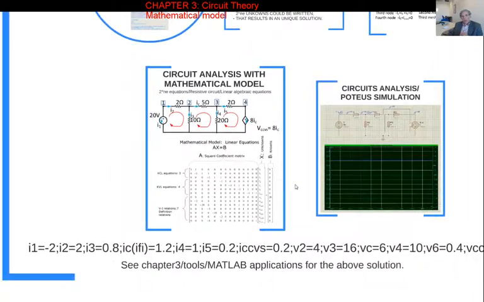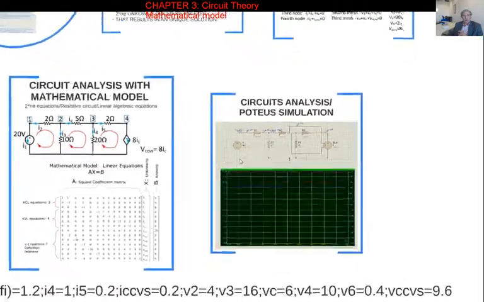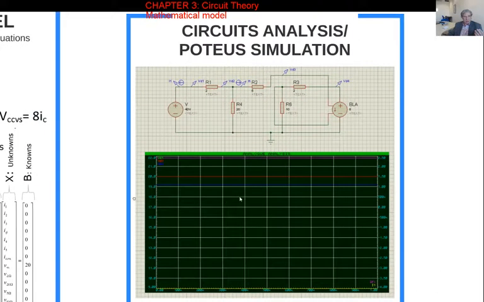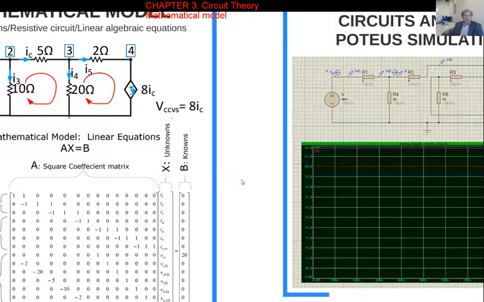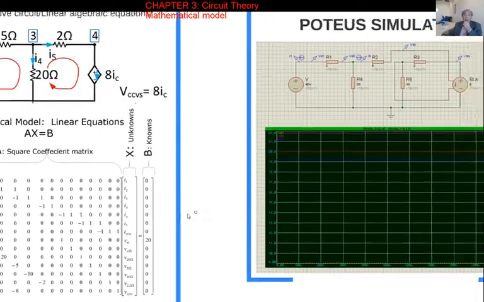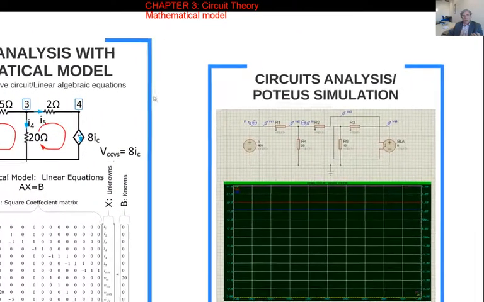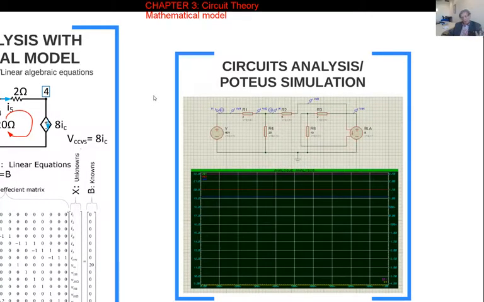The next step here is the Proteus simulation of this circuit. We said we do the analysis on different platforms. One of them is the mathematical platform. That is the theory, that is the circuit theory, and you're going to do it by hand. And similarly, we could do the simulation. That means doing the analysis of the circuit by using the Proteus simulation program. This program will be used in our labs.